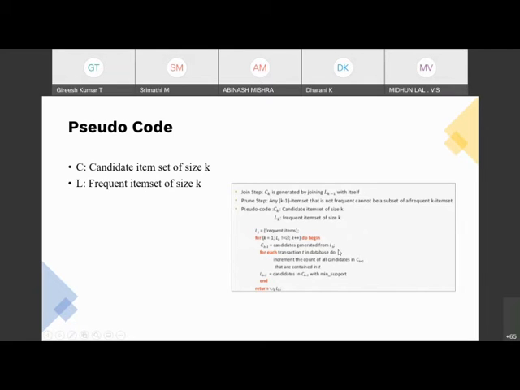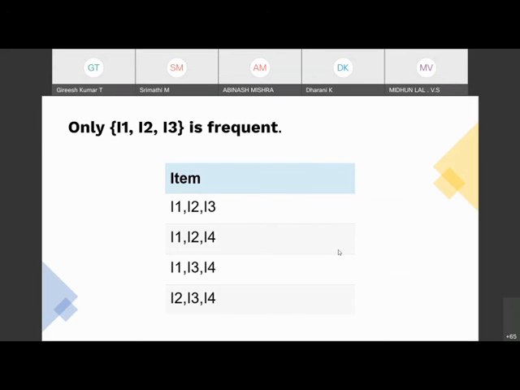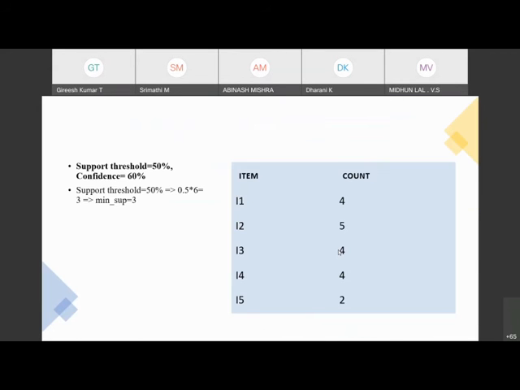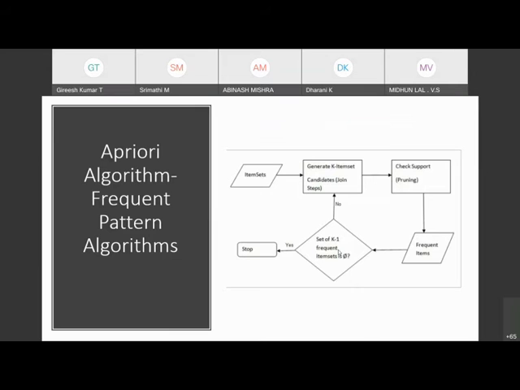You have to generate the candidates. For each transaction T in the database, increment the count of all candidates in Ck plus 1 that are contained in T. Then Lk plus 1 is the candidates in Ck plus 1 with the minimum support. Return the union. So you have to club together. So this is the algorithm for association rule mining, especially for the Apriori algorithm.